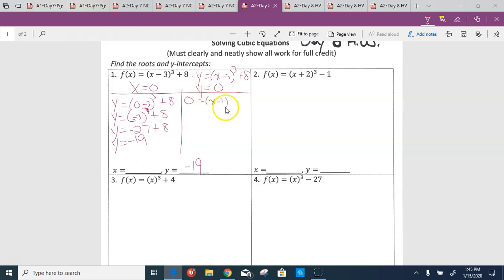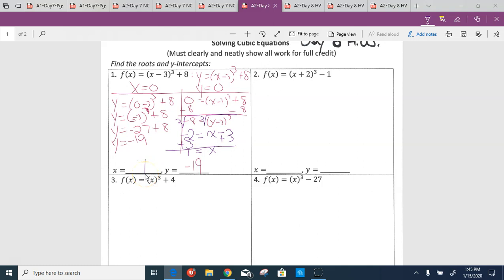x minus 3 cubed plus 8. I have to get rid of the stuff that's furthest from my parentheses. So minus 8, minus 8. I get negative 8 equals (x minus 3) to the third power. Now I'm going to go ahead and cube root the right side and the left side. The cube root of negative 8, we learned last week, is negative 2. Now I just have the x minus 3 left over. I'll add 3 to both sides. Negative 2 plus 3 is going to give me a positive 1 for my x value. And those are my 2 solutions.